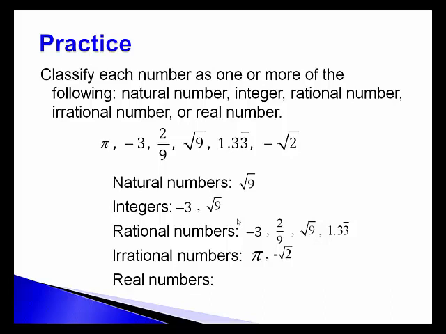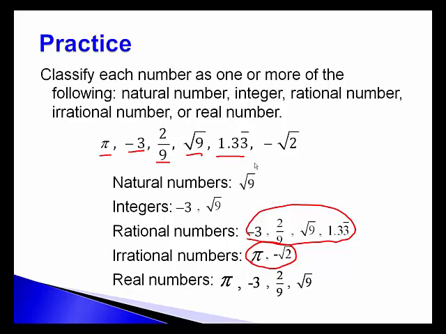We next need to look for our real numbers. Let me remind you that real numbers contain both rational numbers and irrational numbers. Therefore, anything that is in this group and this group belongs in the set of real numbers. Going in order across our list, then, we would see that pi, -3, 2/9, the square root of 9, 1.33 repeating, and a negative square root of 2 are all real numbers.